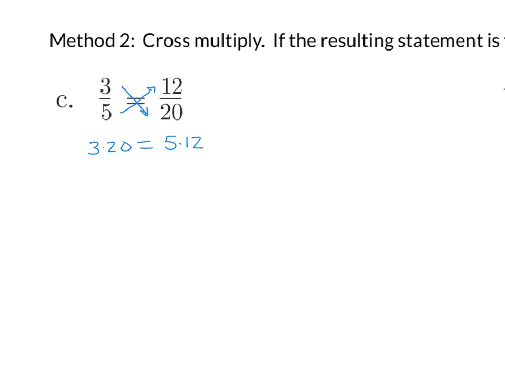Okay, if we simplify each one of these, 3 times 20 is equal to 60. 5 times 12 is equal to 60. Since we get a true statement, 60 is equal to 60, this is a proportion.